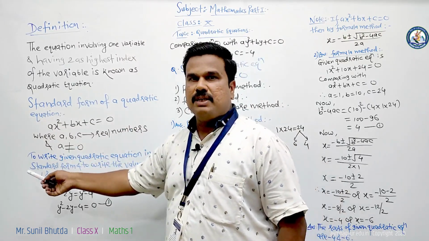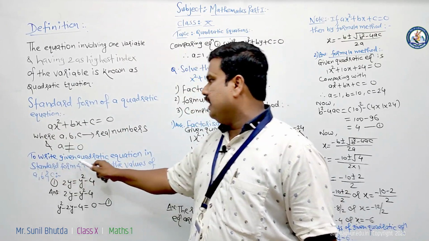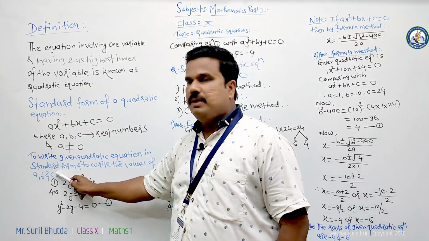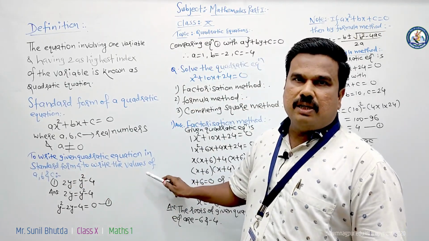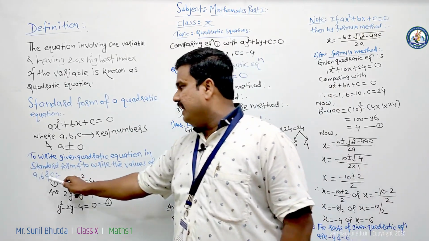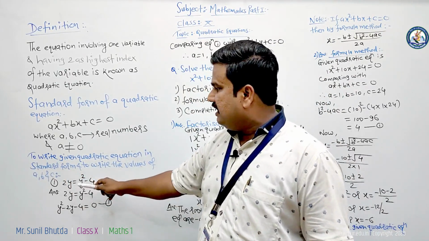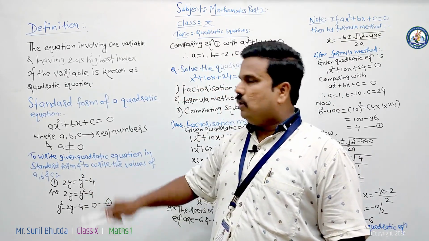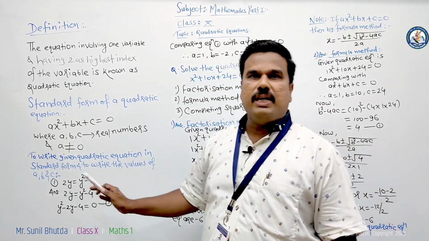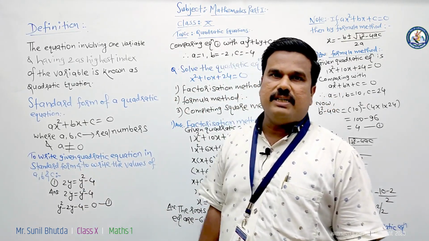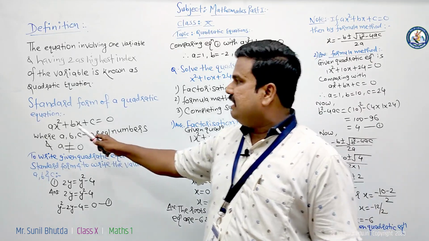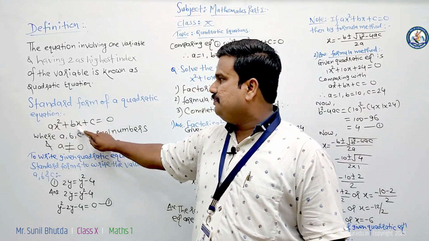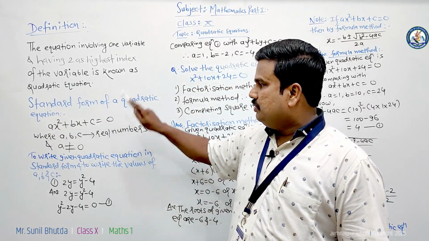Now I am giving you one example to write a given quadratic equation in standard form and we have to write down the values of a, b and c. The first equation is 2y equal to y square minus 4. Firstly, we have to arrange the given quadratic equation in our standard form. What is our standard form? ax square plus bx plus c equal to 0.